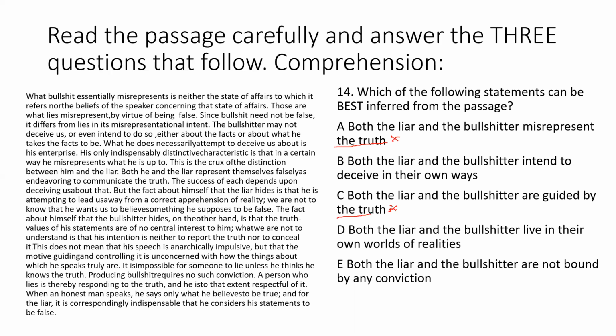Option B, both the liar and the bullshitter intend to deceive in their own ways. Yes, they both deceive, so I can hold it. The ways are different. That's why I should hold it. Option D, both the liar and the bullshitter live in their own world of realities. The author nowhere discusses that they have different realities. And so consequently, it goes out. Option E, both the liars and bullshitters are not bound by any conviction. Conviction is again an outside idea. So the best answer available is option B.